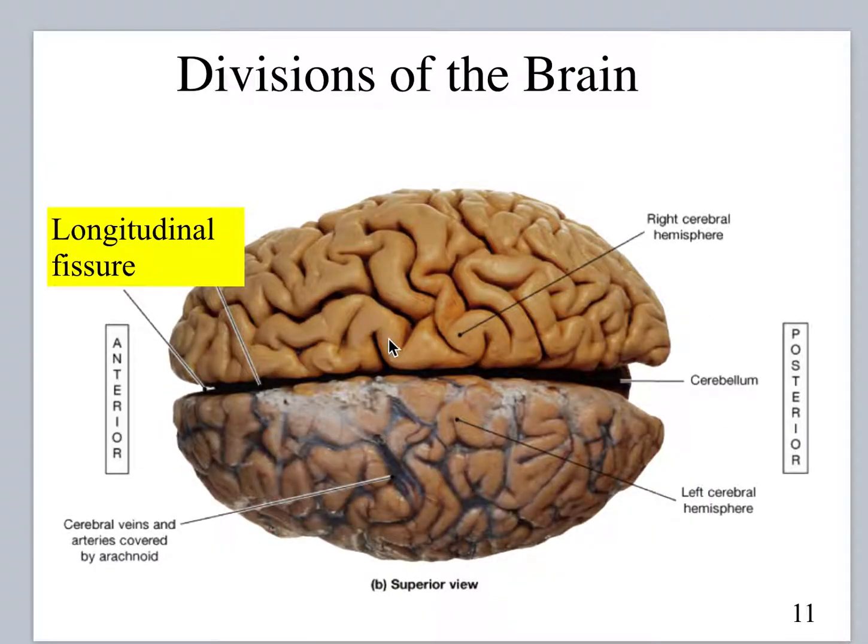The longitudinal fissure separates the left brain from the right brain. That separates the left hemisphere from the right hemisphere. It's this large fissure that goes across the sagittal plane, splitting the brain in half.